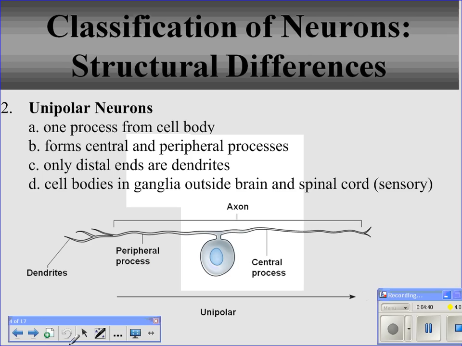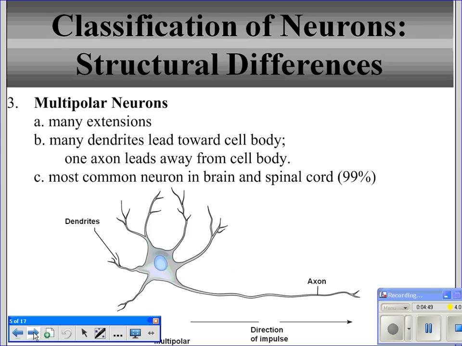So that would be the unipolar neuron. Next, the one you're probably most familiar with from your sophomore year, the multipolar neuron. Here you can see that one. There's many extensions, or many dendrites, that we've talked about already. And these dendrites lead toward the cell body. And then there's one axon that's going to lead away from the neuron.